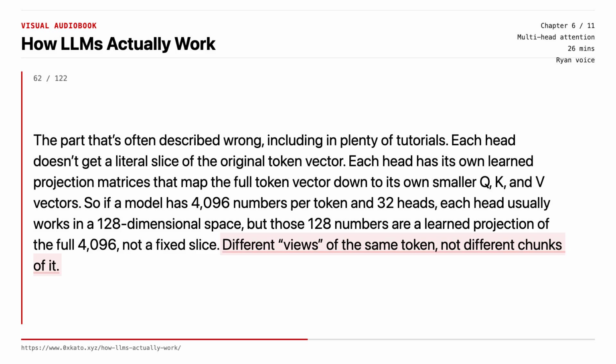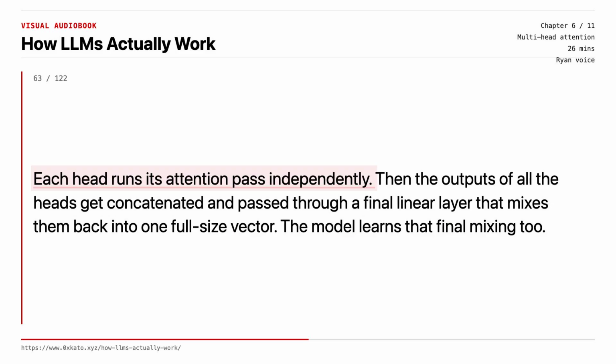not different chunks of it. Each head runs its attention pass independently. Then the outputs of all the heads get concatenated and passed through a final linear layer that mixes them back into one full-size vector. The model learns that final mixing too.